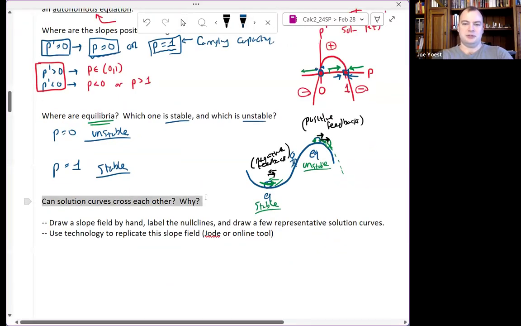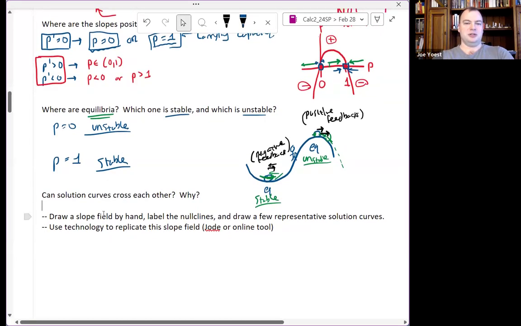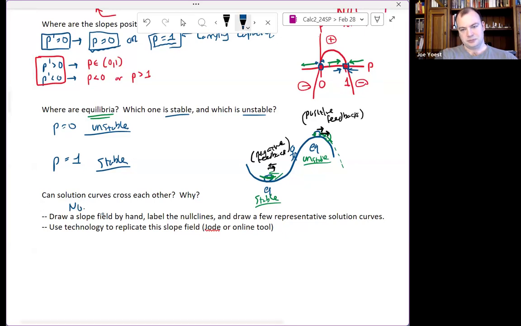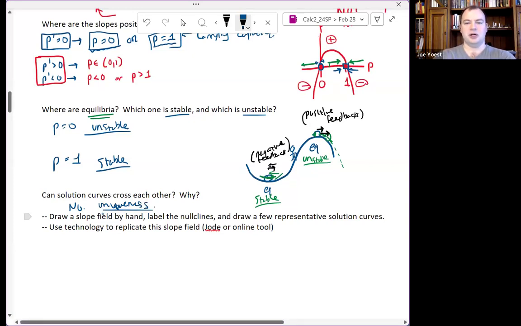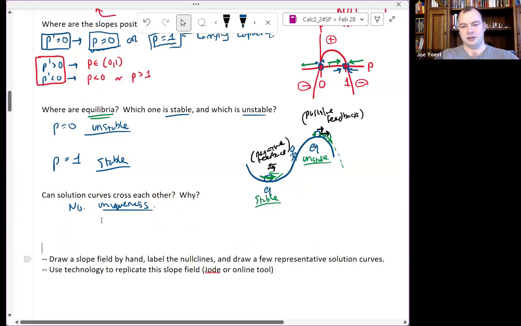Okay, can solution curves cross each other? I think typically the answer to this is no. And the answer is uniqueness. There is some nuance to this. Again, this is not intended to be a full DiffyQ course. We have theorems called the existence and uniqueness theorems that lay this all out very clearly and precisely. But basically, let's suppose that I had one solution that went like this, and another solution curve that went like this.